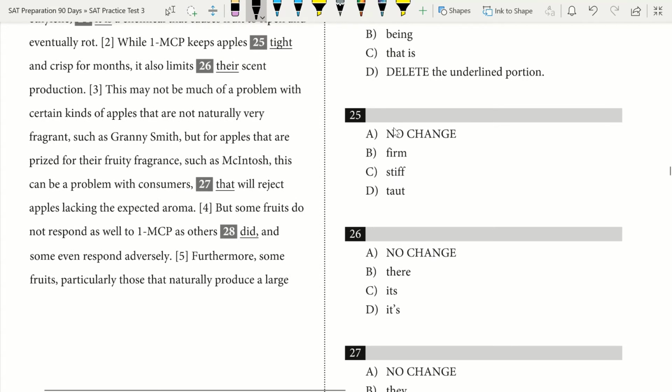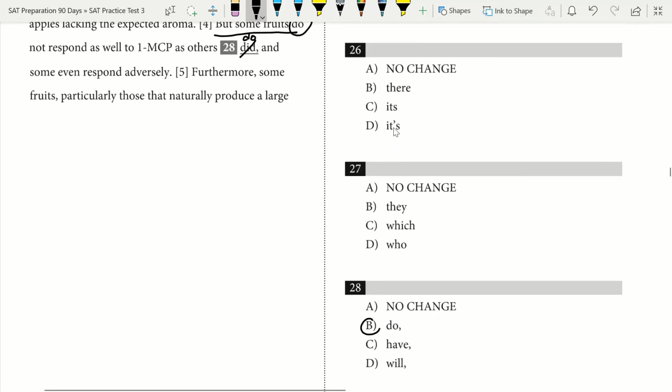Keep in mind, if there's a question in sentence 4, I answer that as well as I read it. So we have, "but some fruits do not respond as well to 1-MCP as others do." Okay, I want to match this "do" here, create that parallelism. So I need to match that "do," so I can go ahead and answer 28 real quick. 28 will be answer choice B.